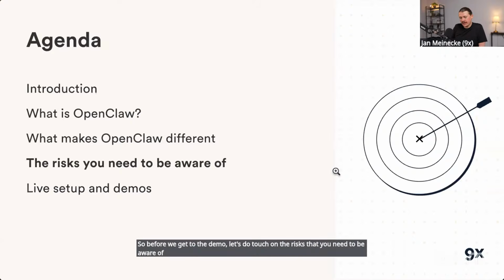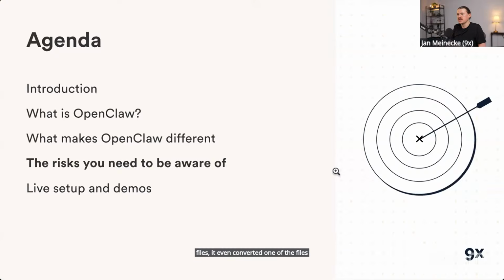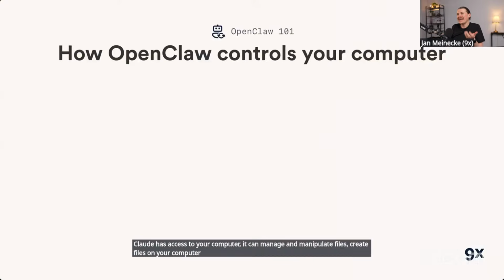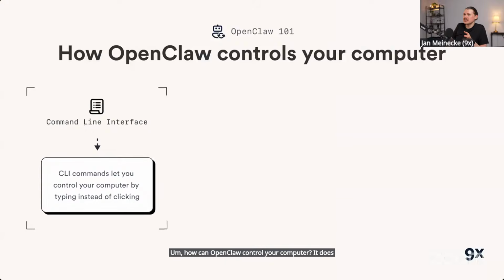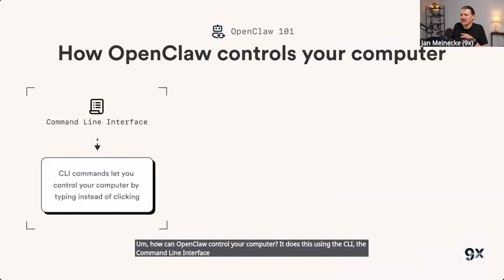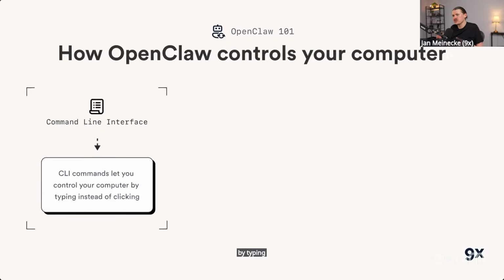As I showed you with that simple example of downloading those Google Drive files, it even converted one of the files. Claude has access to your computer. It can manage and manipulate files, create files on your computer. How does it do this? How can OpenClaw control your computer? It does this using the CLI, the command line interface. CLI commands let you control your computer by typing instructions rather than clicking around a user interface.